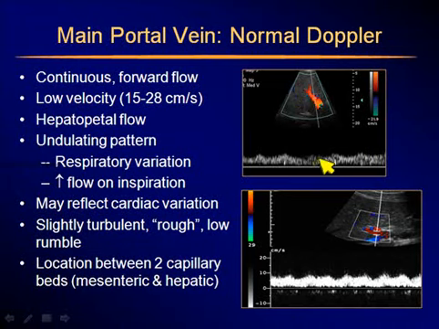It's an undulating pattern which reflects respiratory variation and may reflect cardiac variation. It's a slightly turbulent, rough, low rumble kind of flow. That's because it's located between two capillary beds, between the mesenteric venous system and the hepatic venous system.